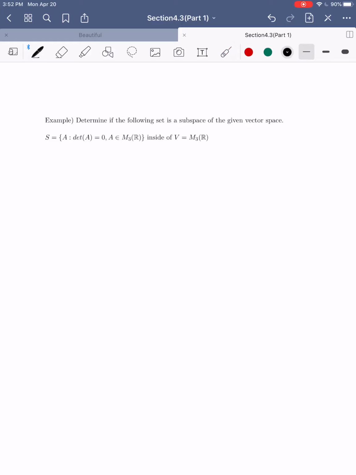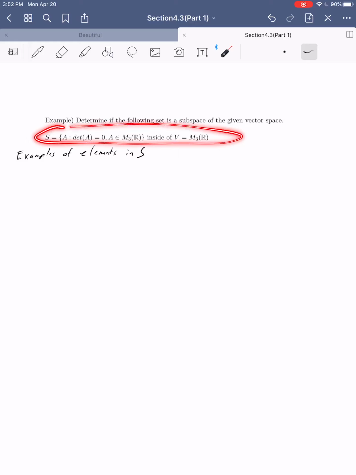Let's just do a couple checks. Let's say examples of elements in S. Let's just see if we can put together some examples of things that are in here. I mean, we could try to just jump in and work on this, but let's just see if we can think of things that are actually examples of things in S. So what are things in S here?